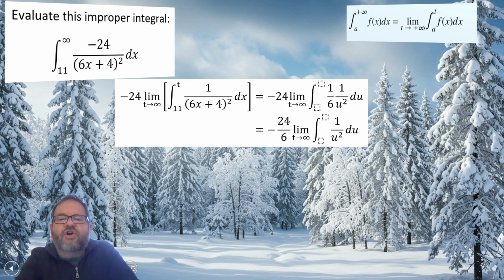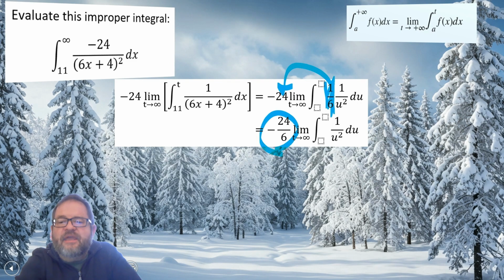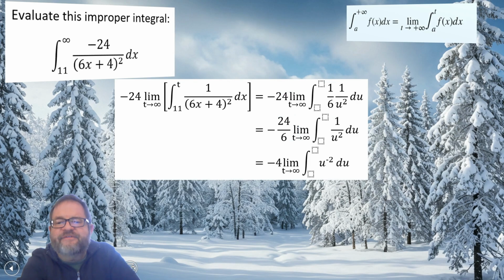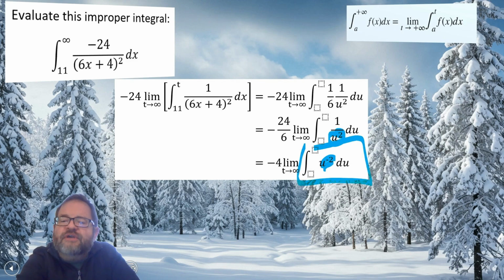All right, so let's see. We've got this 1/6 in here. We can pull that on the outside and have this ugly thing of the integral from who knows to who cares of 1 over u squared du. And that 24 over 6 simplifies to just 4. Now I'm going to bring this 1 over u squared up into the numerator, so that I have the limit, but I'm not going to think about that limit right now, of the integral from who knows to who cares of u to the negative 2 power.